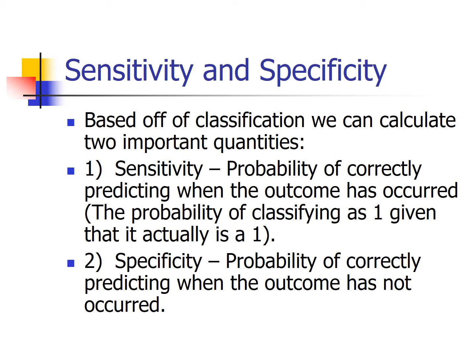Now, typically we focus on that main diagonal, the 86.67 and the 33.33%. These two quantities actually have names. They're referred to as the sensitivity of the test and the specificity of the test. So sensitivity of a test is defined as the probability of correctly predicting when the outcome has occurred, i.e. the probability of classifying someone as having the disease given that they actually have the disease. Specificity is the probability of correctly predicting when they do not. So it's the probability of classifying them as a 0 given that they are a 0. Okay?